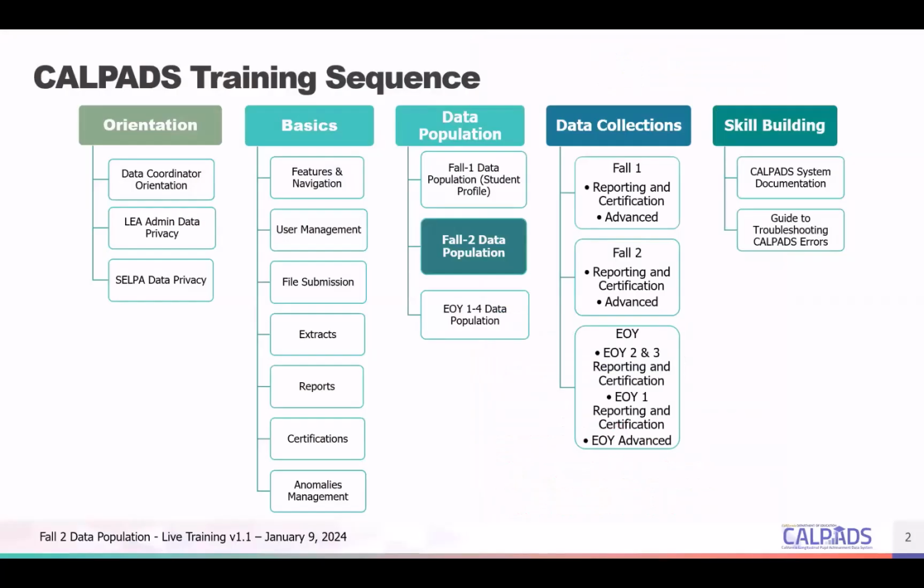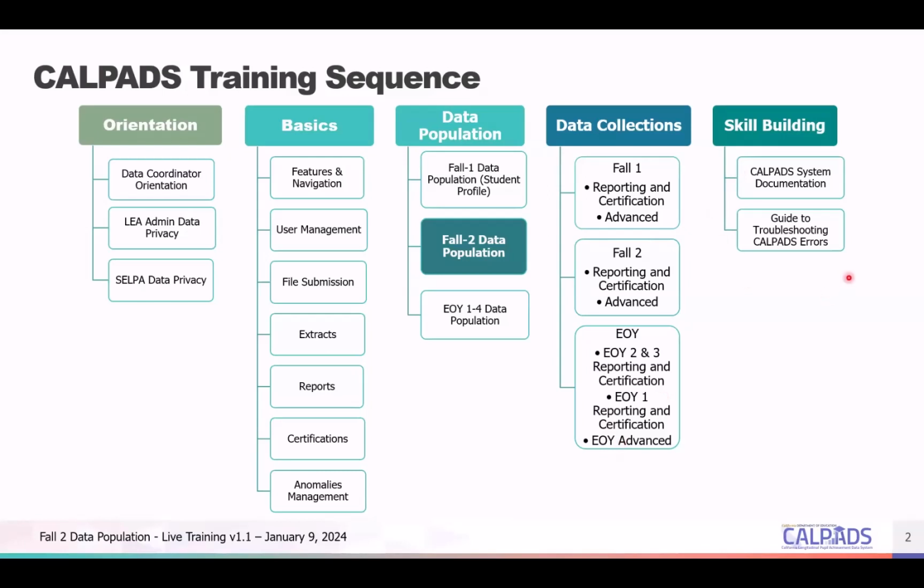All right, the CSIS training model is designed to provide segmented organization to our trainings that allows for specific topics and concise delivery. Rather than lengthy presentations, we hope to provide short and concise trainings with less content, but more relevant information and instruction. This slide shows the CalPADS training sequence or course catalog. On the left, we have the CalPADS orientation and basics, which should be attended prior to today's session. Fall 2 data population is one of our submission-specific data population sessions. These sessions are the prerequisite for the remaining reporting and certification and advanced courses.